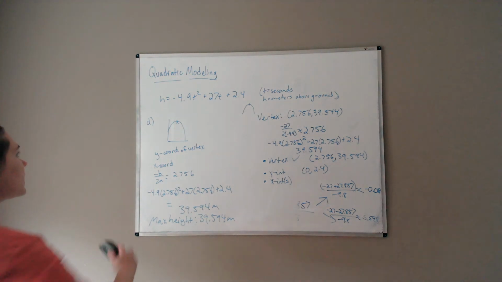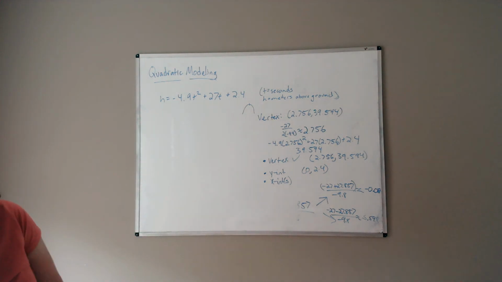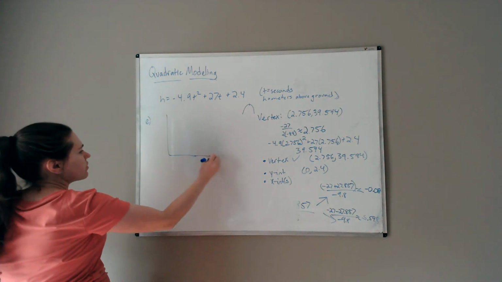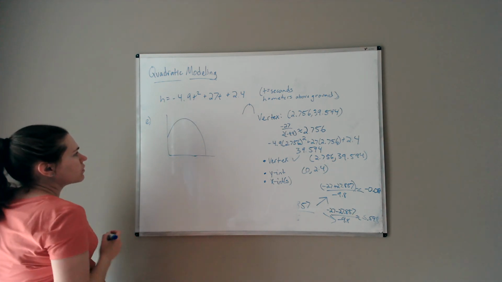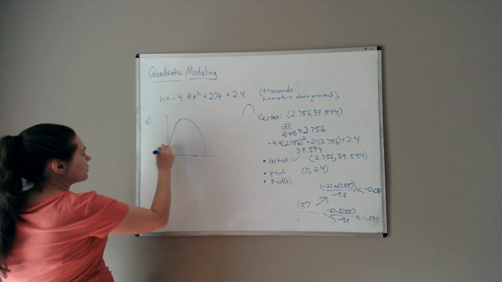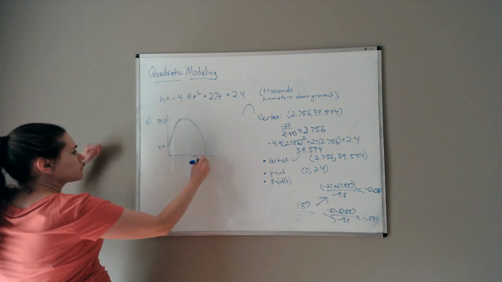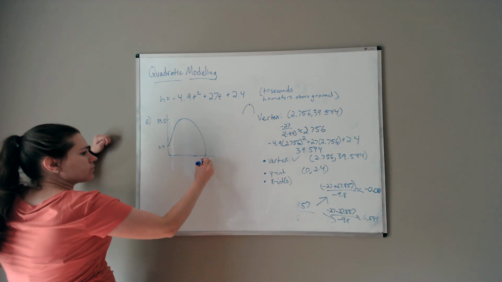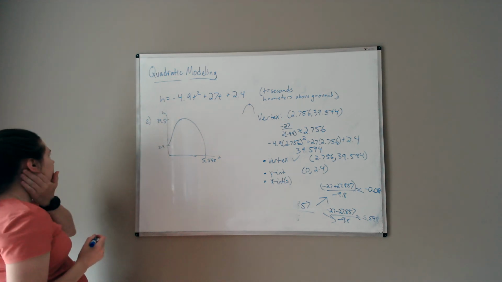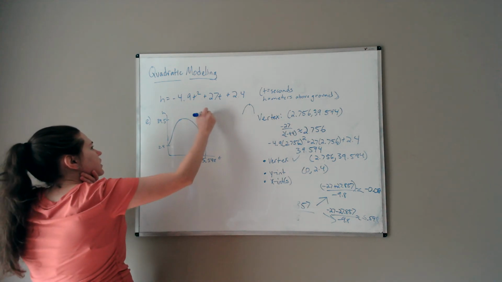And then part E says, at what time or times is the water balloon 10 meters above the ground? Okay, so if we just think back, you don't have to draw the model every time, but I just want to go over something. Okay, it looks something like this. Okay, this was 2.4. This was 39.594. Okay, this was 5.598 seconds, right? So it's saying, at what times will the water balloon be 10 meters above the ground?